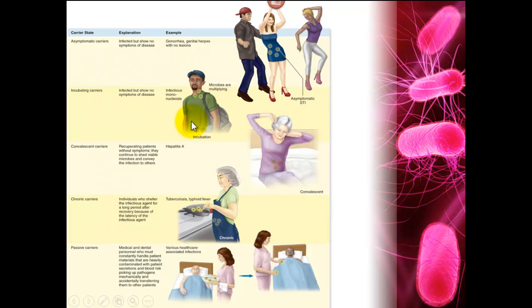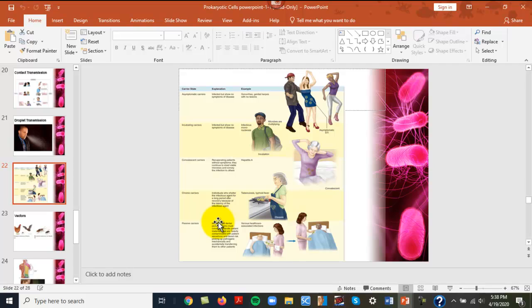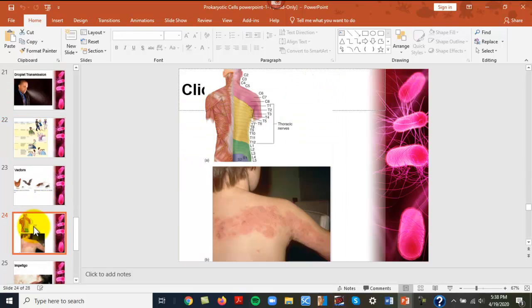Yeah, these are, wow. So here is asymptomatic carriers, incubating carriers, convalescent carriers, chronic carriers, passive carriers, and that's kind of trying to show typhoid fever. Typhoid fever is Salmonella typhimurium. It ends up in the gallbladder of people, and people can be carriers for it. It doesn't make them sick after they get it, and they can transmit that to other people.